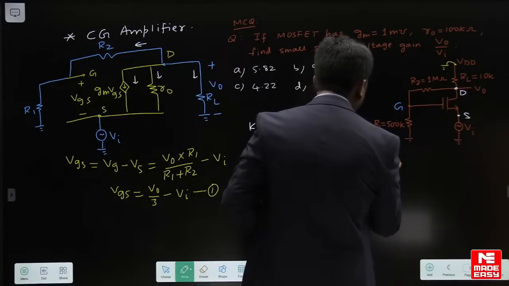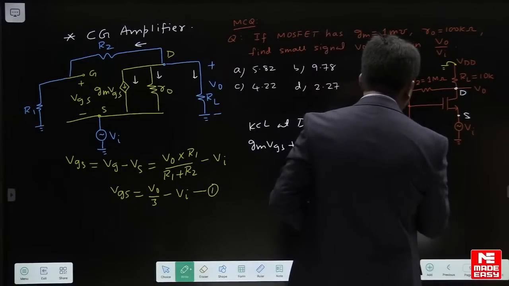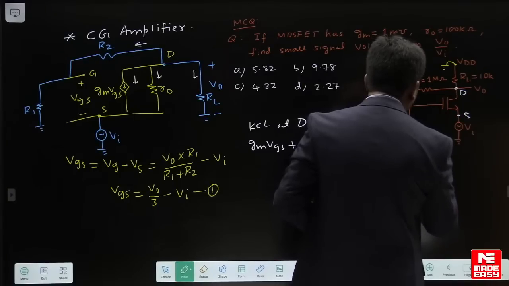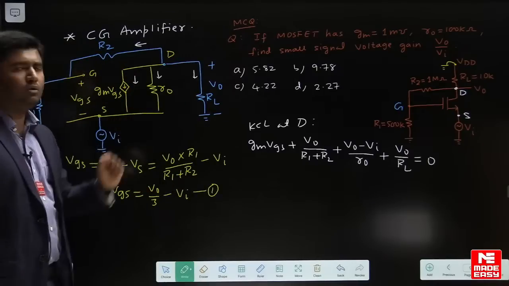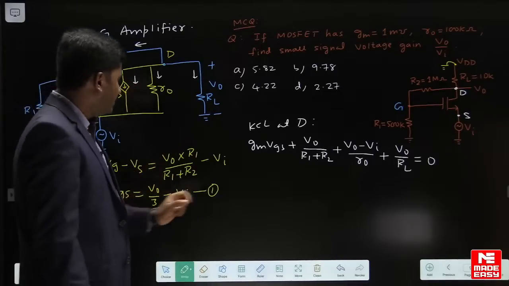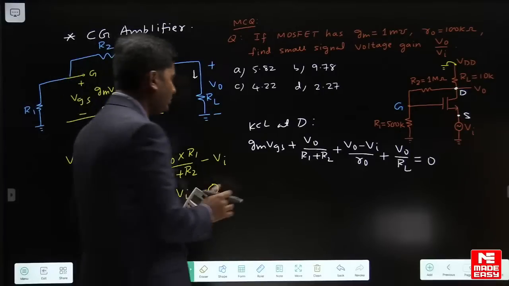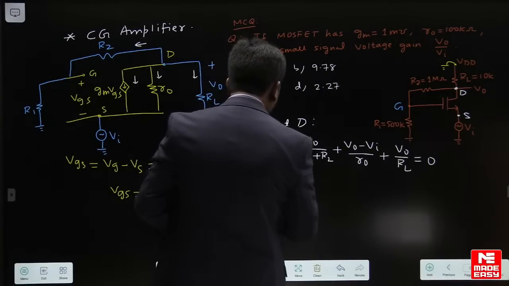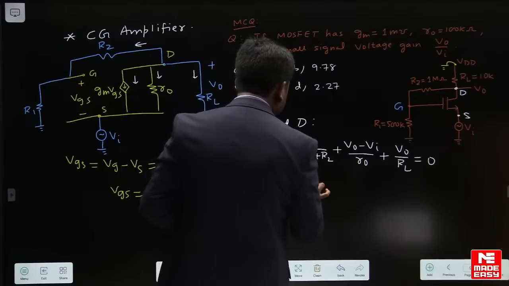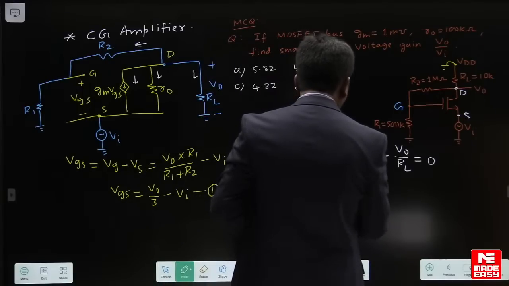(V naught minus Vi) divided by R naught plus current through RL will be V naught upon RL is equal to 0. Okay, sum of these 4 currents is equal to 0. Now here, in place of VGS, write V naught upon 3 minus Vi, so it will become GM into (V naught upon 3 minus Vi), plus V naught upon R1 plus R2.